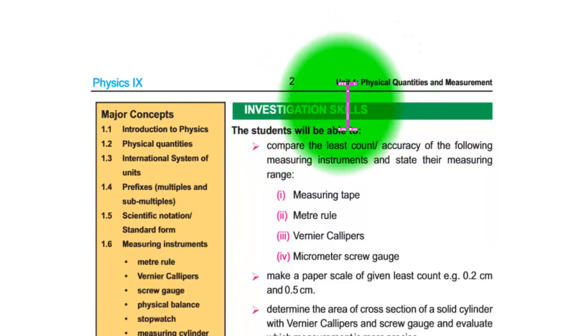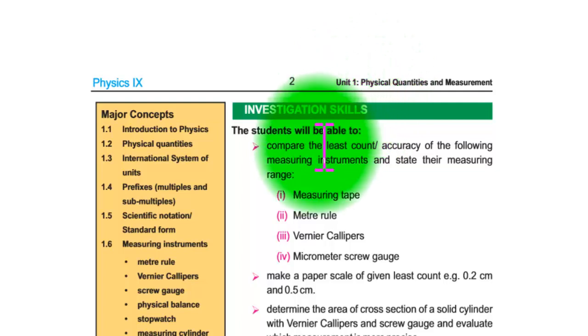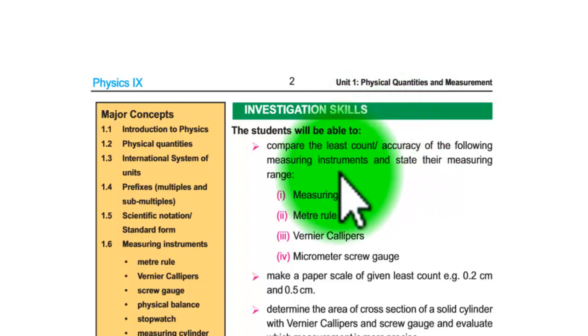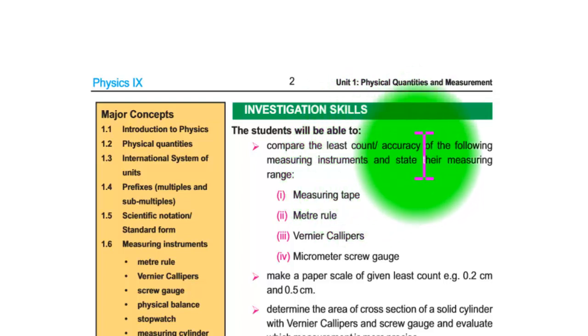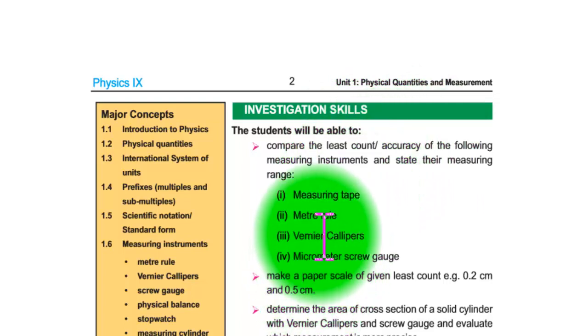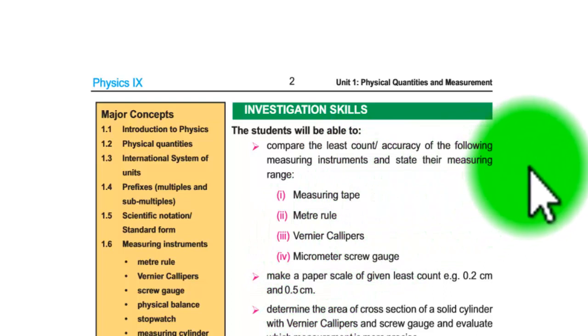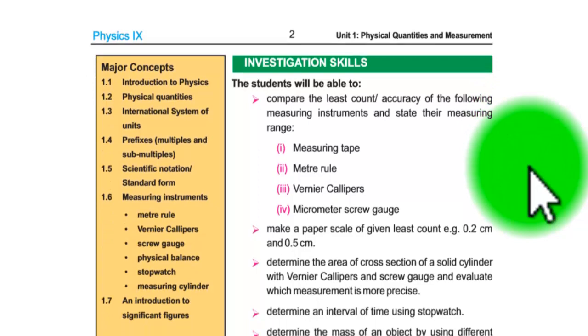Investigation skills: the student will be able to compare the accuracy of the following measurement instruments and state the measuring range. Measuring tape, measuring rule, vernier caliper, and screw gauge. So they can be studied in this topic.